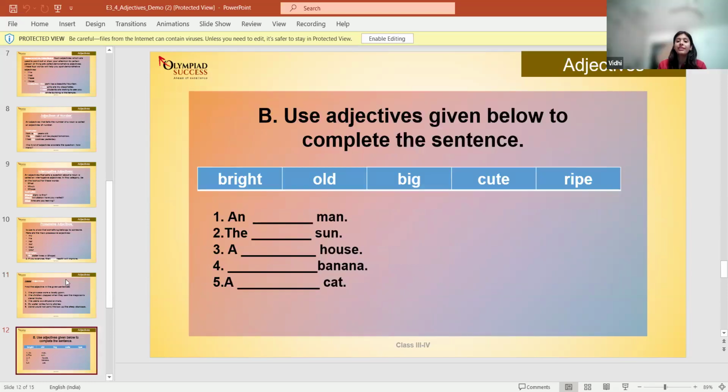Now, use the adjectives given below to complete the sentence. You have to use the adjectives given in the box and complete the sentences. An dash man. Old man. The dash sun. Bright. A dash house. Big. A dash banana. Ripe. Very good. A dash cat. Cute. A cute cat.